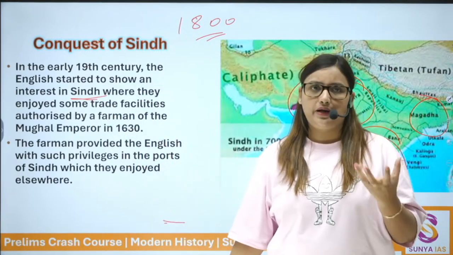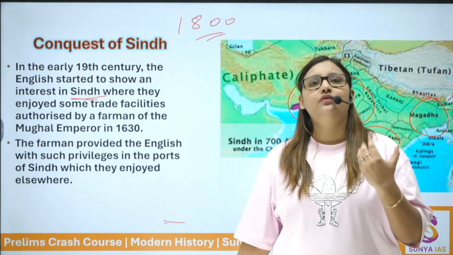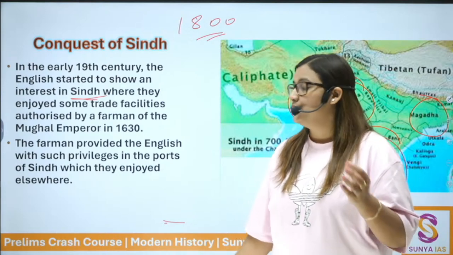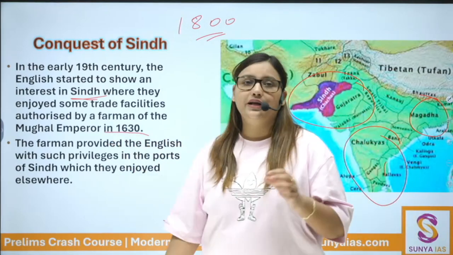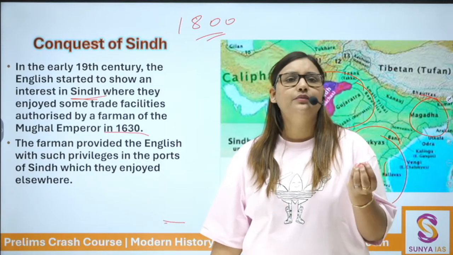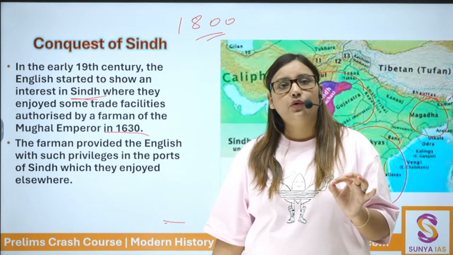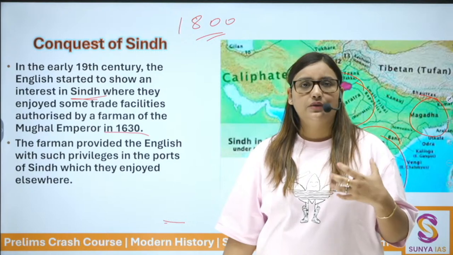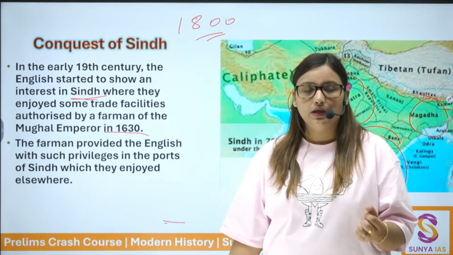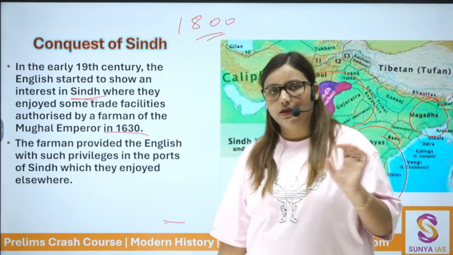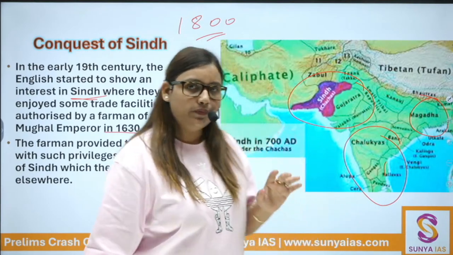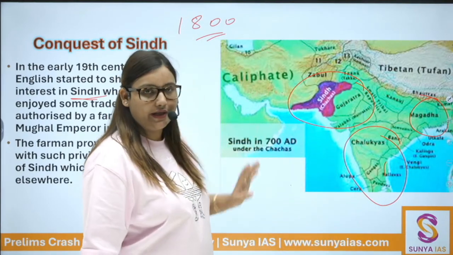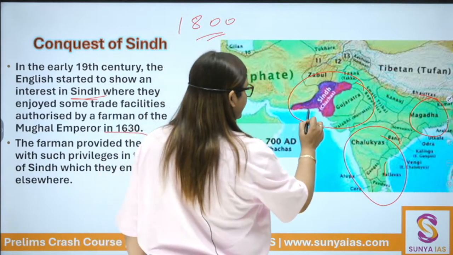They enjoyed some trade facilities there because they had a farman of the Mughal emperor. The Mughal emperor in 1630 gave a farman to the EIC to have some trade facilities. The farman provided the EIC some privileges in the ports of Sindh, and they were enjoying it in the other areas of India also. So on the ports of Sindh also, the EIC used to trade and exchange goods.